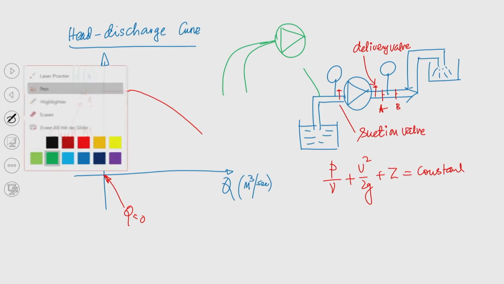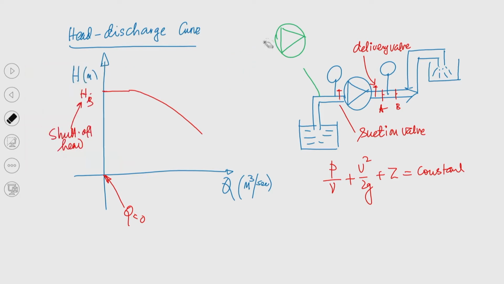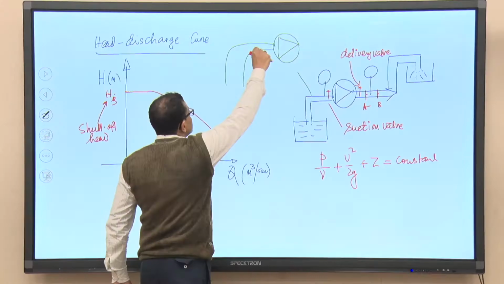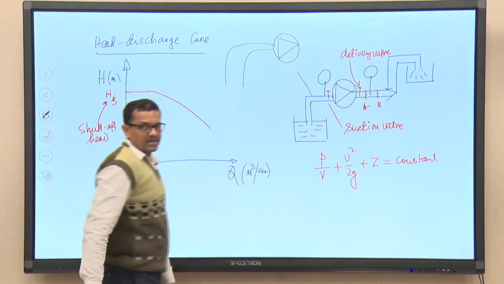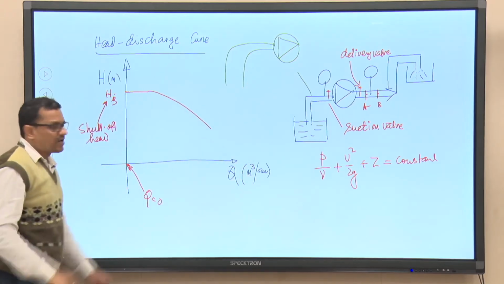Rather, if I erase it, I will draw... right. So, you can see that the suction pipeline diameter is reducing towards the pump inlet, right. So, that part I will be discussing.